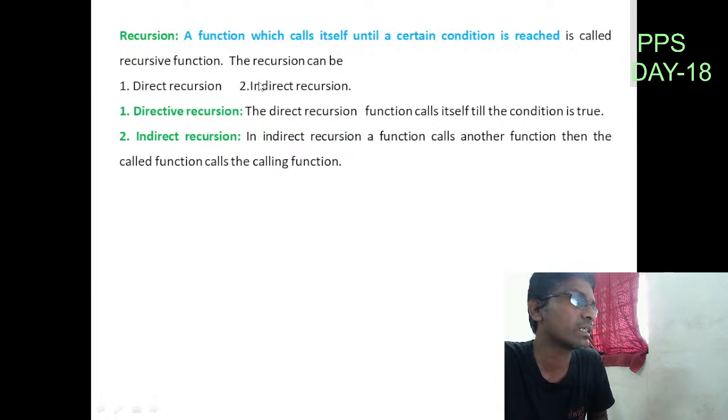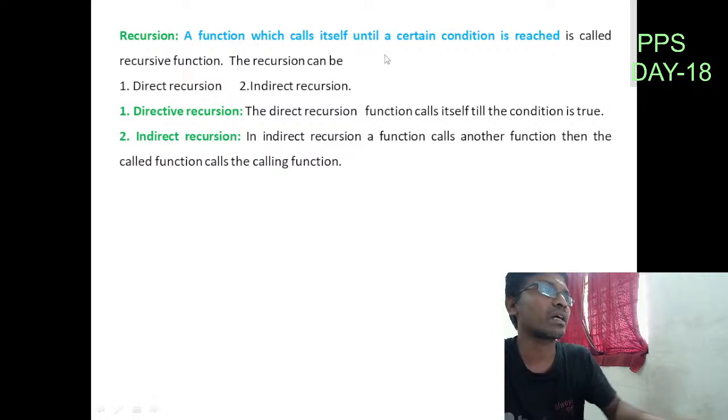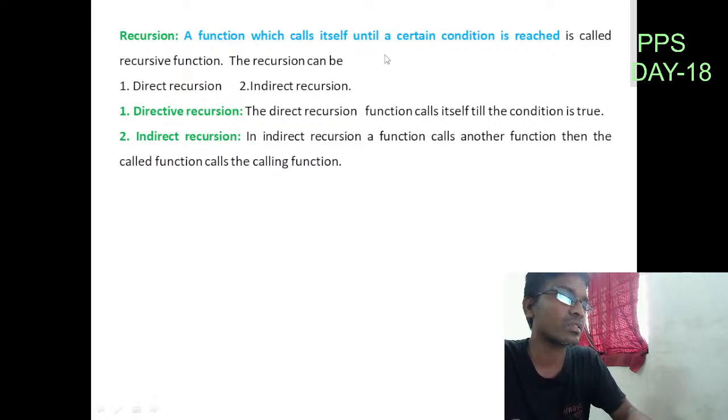So what is recursion? It is a self-contained block, a function which will be called by itself until a condition is true or until a condition is false. The function which calls itself repetitively is called recursion, and recursion can be classified into two types.